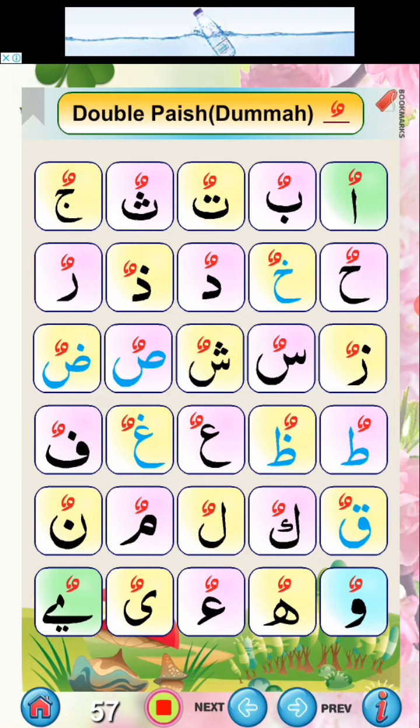Fa two pesh fun, Qaf two pesh qun, Kaf two pesh kun, Lam two pesh lun, Mim two pesh mun, Noon two pesh nun, Vav two pesh vun, Ha two pesh hun, Hamza two pesh un, Ya two pesh yun.